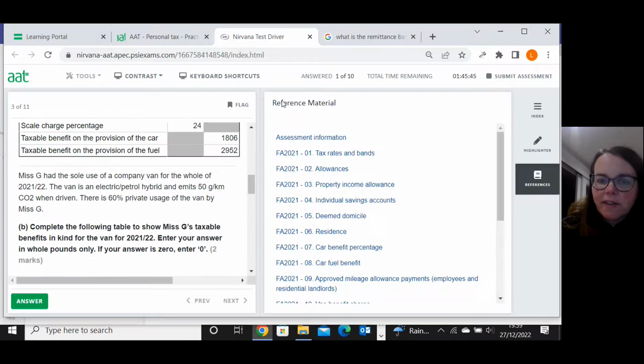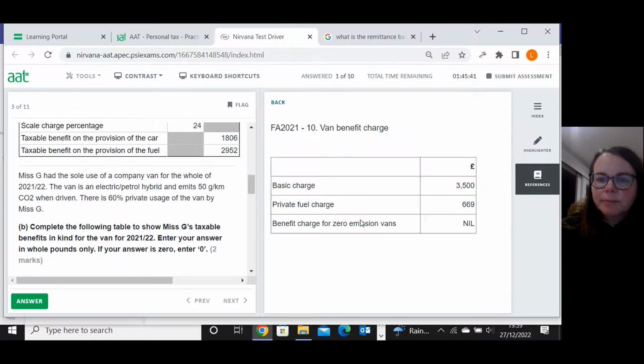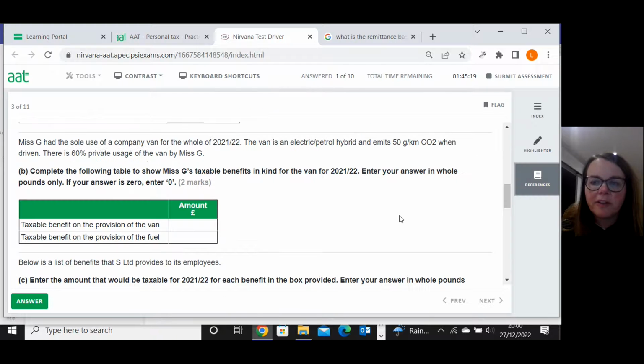But anyway, let's have a look at what we need here. So I'm going to find the van benefit. We have got a basic charge of 3,500. We've got a fuel charge of 669, and it's only for zero emission vans that it goes to nil. This is not a zero emission van, so we're just going to pick up those figures and do nothing else with them. So 3,500 and 669.